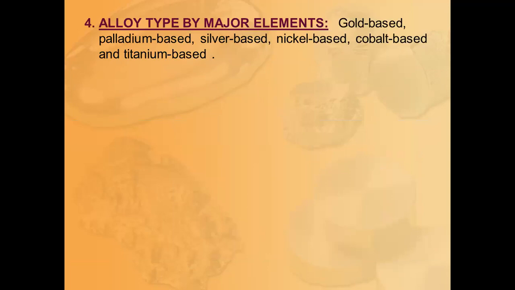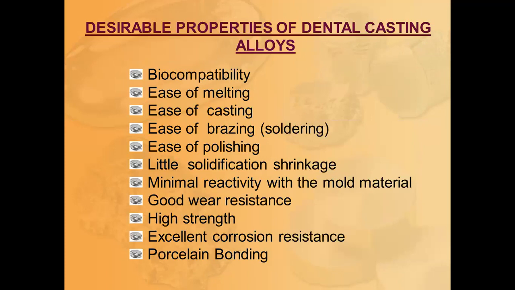Next classification, alloy type by major elements like gold based, palladium based, silver based, nickel based, cobalt based, and titanium based. Now, desirable properties of dental casting alloy. It should be biocompatible, with ease of melting, ease of casting, ease of soldering, ease of polishing, little solidification shrinkage, minimal reactivity with mold material, good wear resistance, high strength, excellent corrosion resistance, and it should bond with the porcelain.